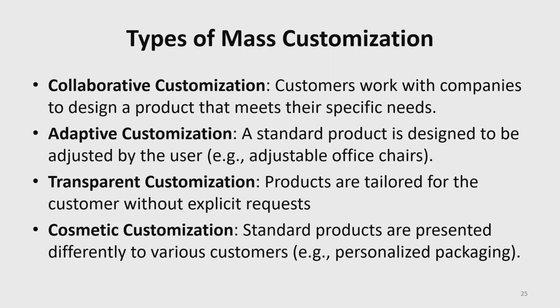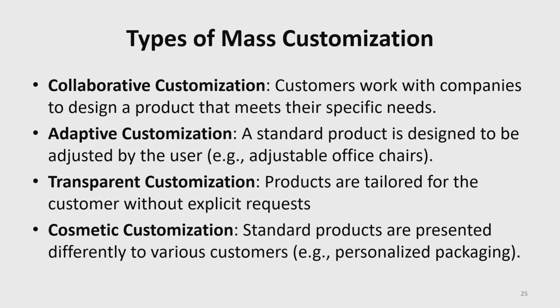So, types of mass customization. First, collaborative customization: customers work with companies to design a product that meets their specific needs. If you do this type of thing, that is called collaborative customization. Both customers and company are collaborating. Adaptive customization: a standard product is designed to be adjusted by the user, like an adjustable office chair. That product is there but some adjustment can be done.